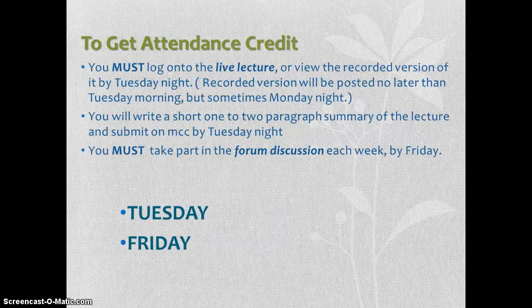To get your attendance credit in this class, you must watch the live lecture or the recorded version of the lecture by Tuesday night. You will also need to submit a short 1 or 2 paragraph summary of the lecture on My Course Connection. There is a link called Live Lecture Summary. And then you must also take part in the forum discussion each week by Friday. These are the 2 dates to remember. Tuesday and Friday, you need to have logged in a minimum of 2 times a week in order to stay off the drop list.